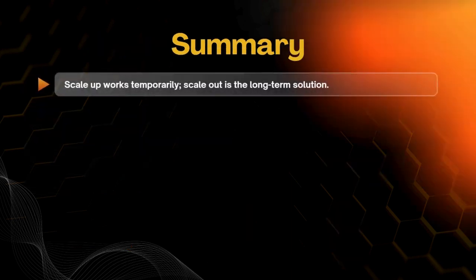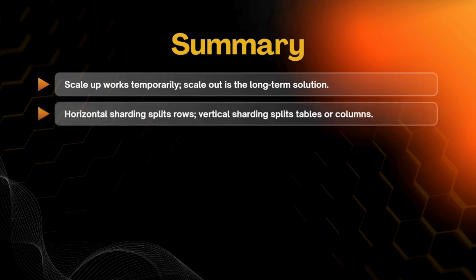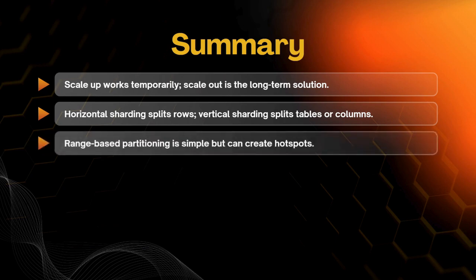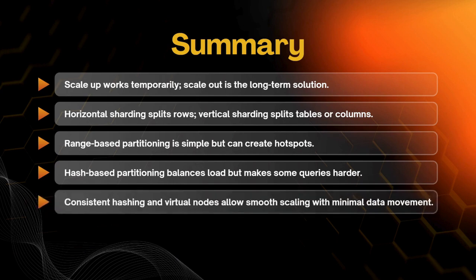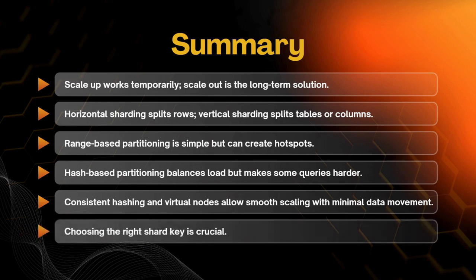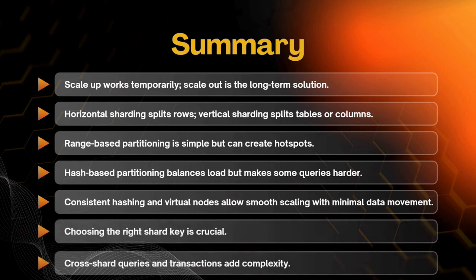So to summarize, scale-up works temporarily while scale-out is the long-term solution. Horizontal sharding splits rows, vertical sharding splits tables or columns. Range-based partitioning is simple but can create hotspots. Hash-based partitioning balances load but makes queries harder. Consistent hashing and virtual nodes allow smooth scaling with minimal data movement. Choosing the right shard key is critical. Cross-shard queries and transactions add complexity. Sharding makes your database scalable but also requires careful planning.